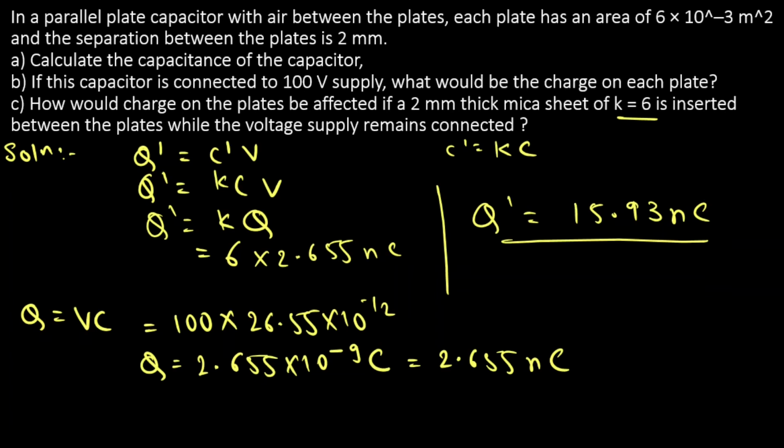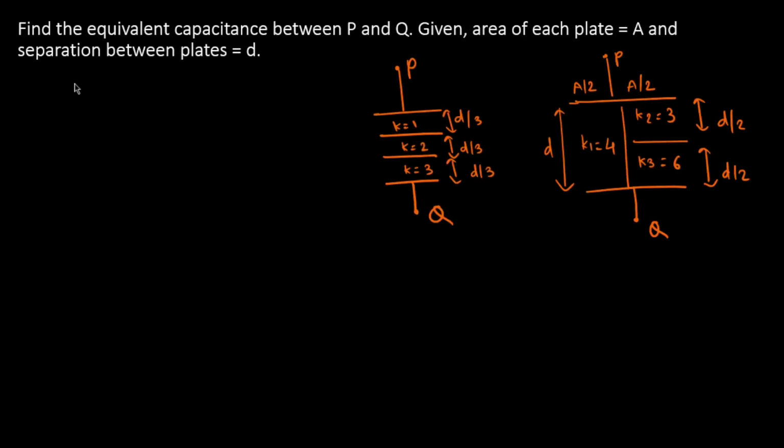Let's look at the last sum of this chapter. We need to find the equivalent capacitance between P and Q, given the area of each plate is A and the separation distance between plates is D. In the first case, three capacitors are connected in series with dielectrics 1, 2 and 3 between them, and the distance between the plates is d by 3, d by 3 and d by 3.